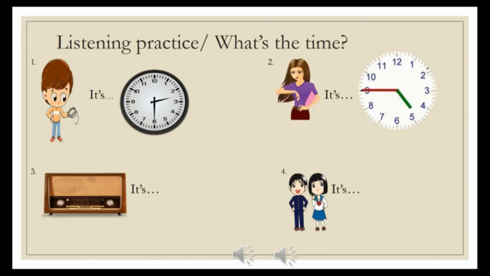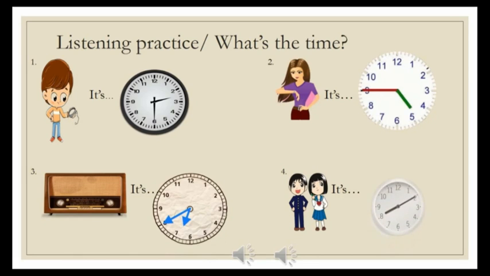What about the orange radio? Number 3. What's the time? Yes, you're right. It's 20 to 7. Well done. What about the boy and the girl? What does she say? What time is it? That's right. It's 8:10. Well done, my friends.